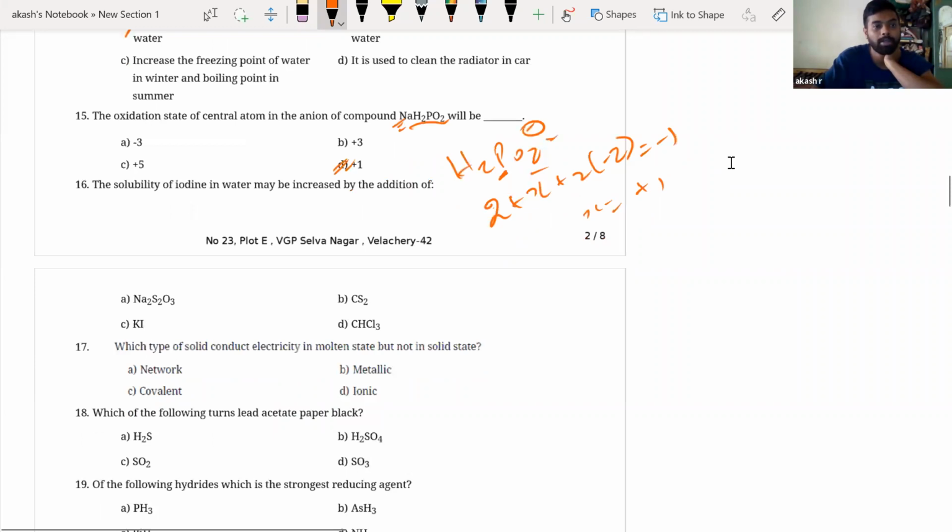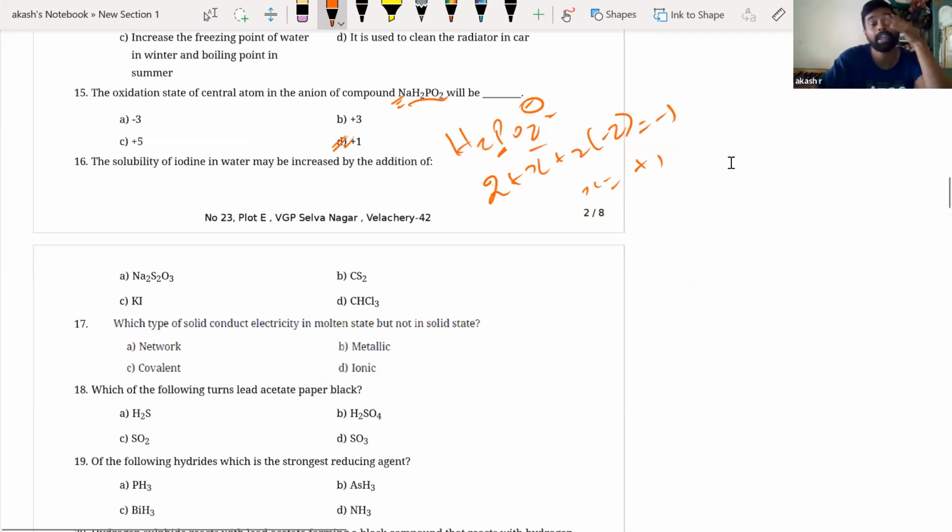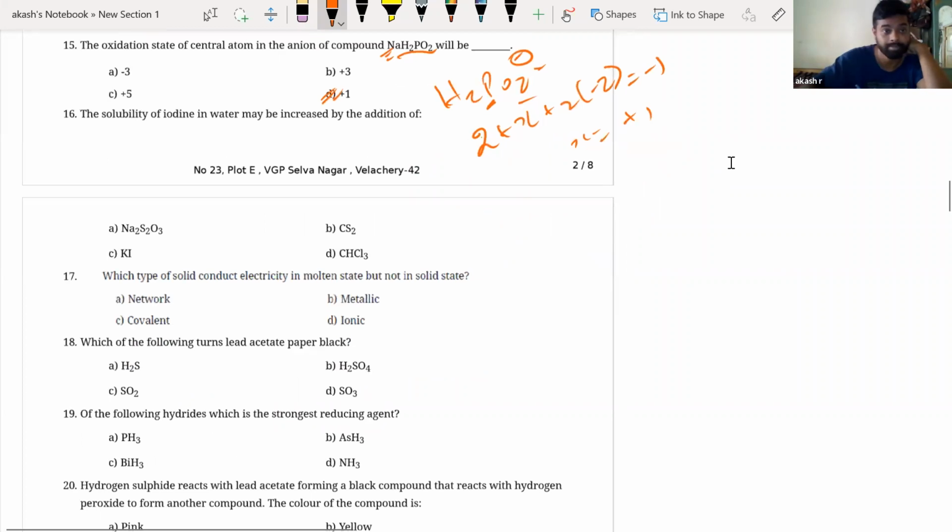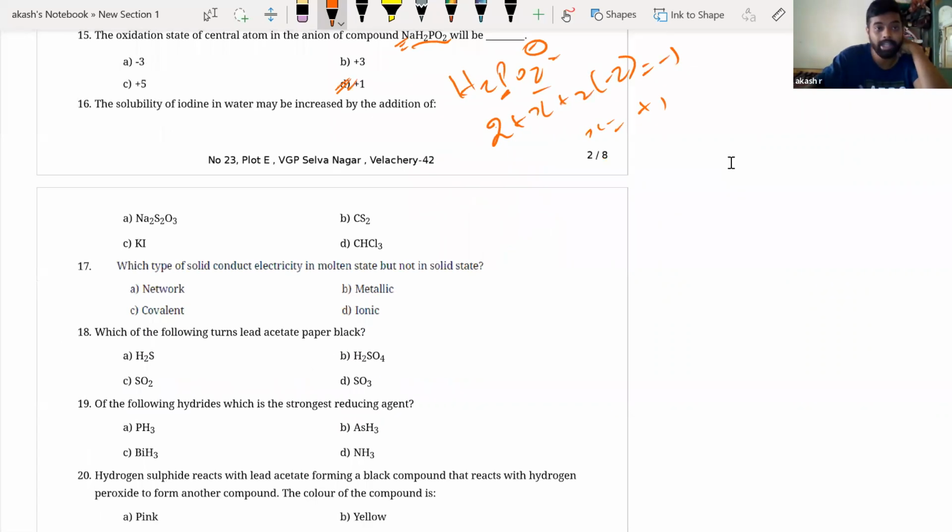Solubility of iodine in water may be increased by addition of KI. See, iodine is I2. Now to I2 you add KI, you know what you are going to form? You are going to form I3 minus. This ion is getting formed, which will be soluble in water. So that is why you're adding KI. I2 is a non-polar solute, that is why it does not get dissolved in water. But the moment I add KI, I minus comes from this. I2 plus I minus will give me I3 minus.